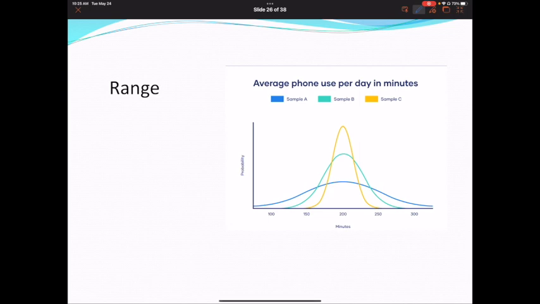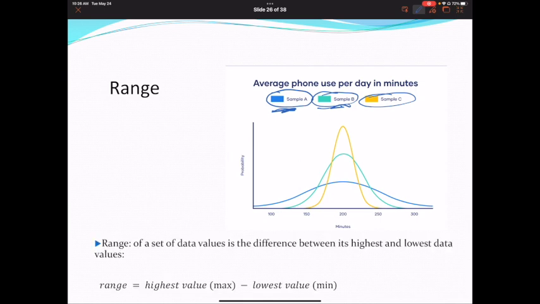So here we have a graph of the average phone use per day in minutes from 3 different samples. So I took 3 samples of our population. I got them in a nice random way. And as we can see, our sample A has a greater range than our sample B, and then our sample C. So the range of a set of data values is the difference between its highest and lowest data values. So the difference between the max and the min.